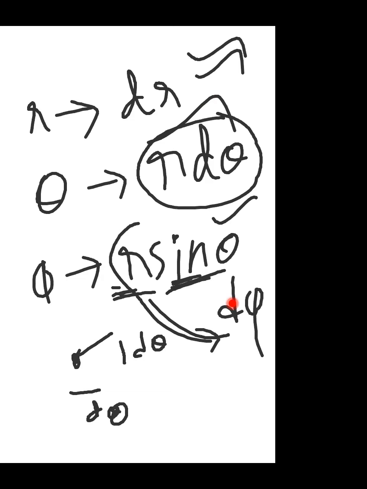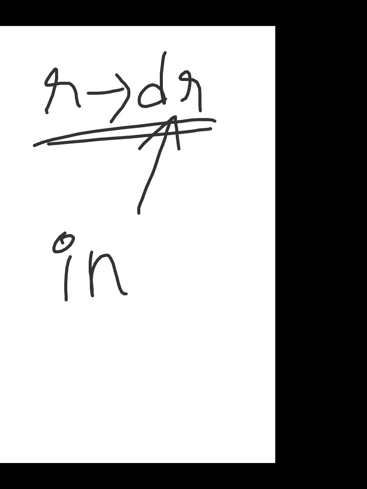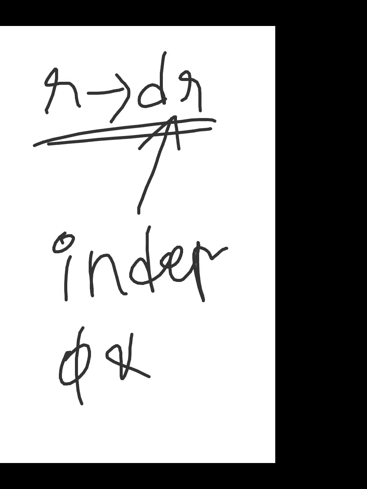Very clear. So first I will try to prove that a change in R gives you dr. Here, please note down in your notes, this is independent of phi and theta. When you make a change in r, this is independent of phi and theta. I will quickly prove that.